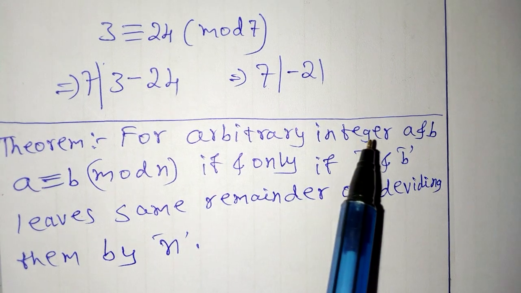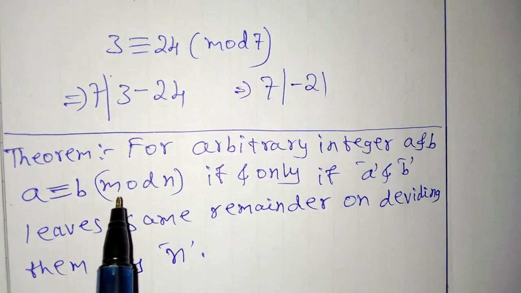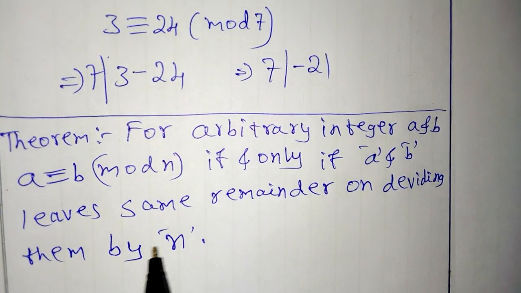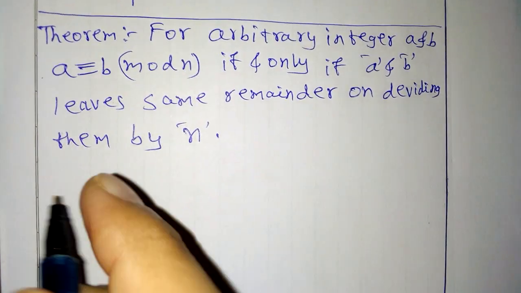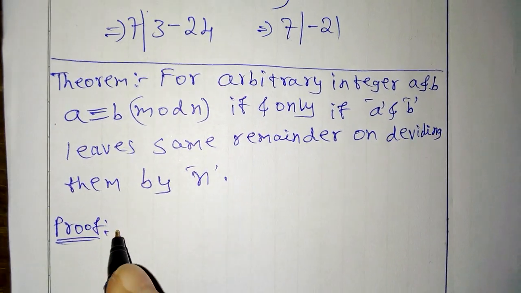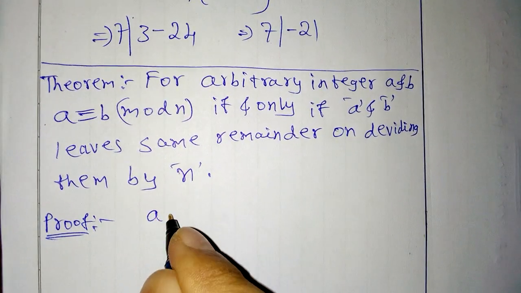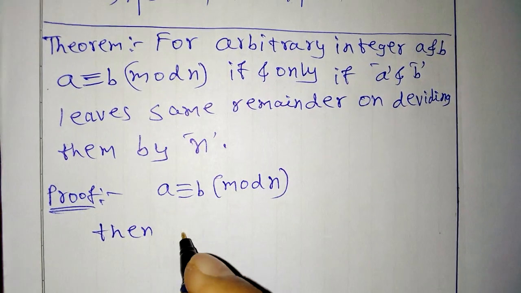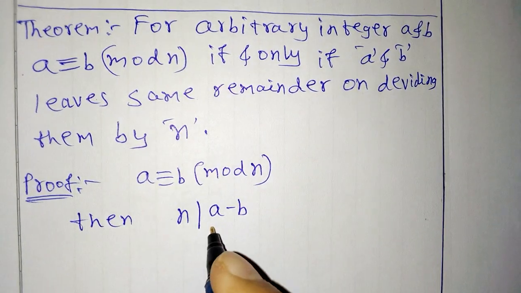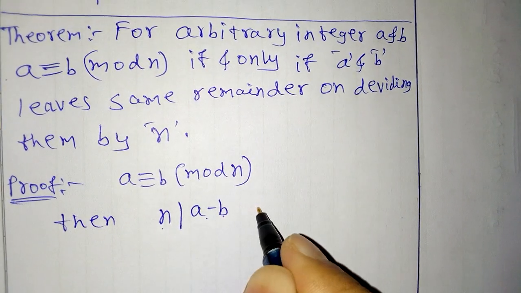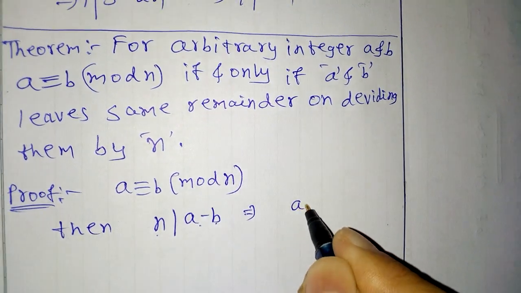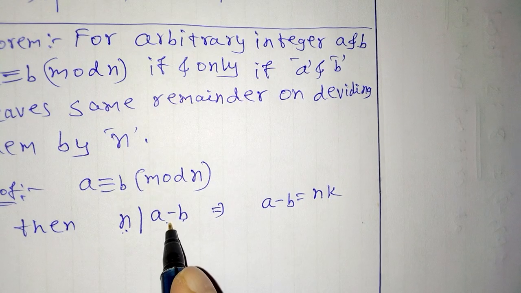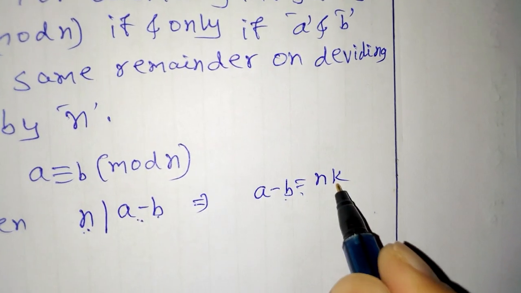We are given that for arbitrary integers a and b, a and b are congruent mod n if and only if a and b leave the same remainder on dividing them by n. Proof. We know that if a and b are congruent mod n, then n divides a minus b. This implies that a minus b is equal to nk. If n divides a minus b, then we can express it as a minus b equals nk.